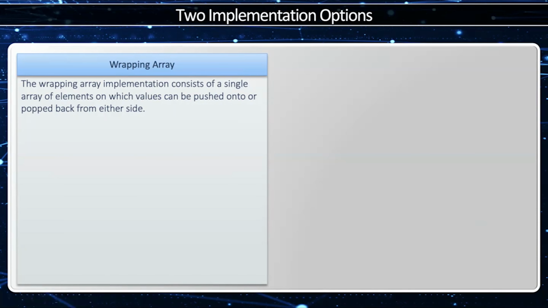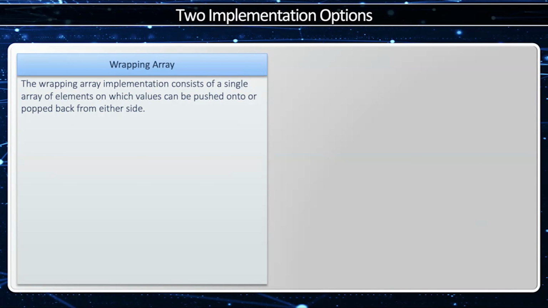Hello, I'm James Helfrich. Two of the most common implementations of the Deque are the wrapping array and the array of arrays implementation, and each of these use indices in a non-trivial way. This video will explain the various indices and how to compute them. So there are two main implementation options for the Deque, one of which is the wrapping array.